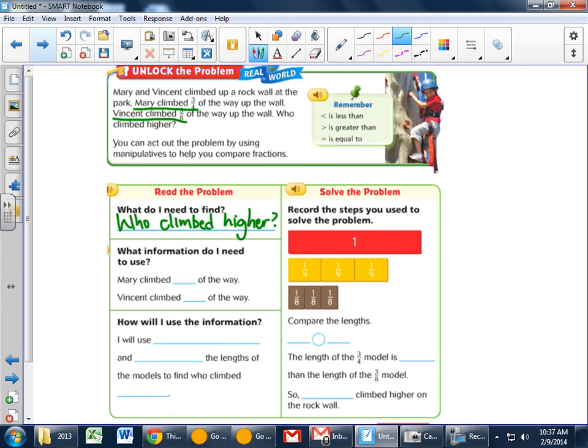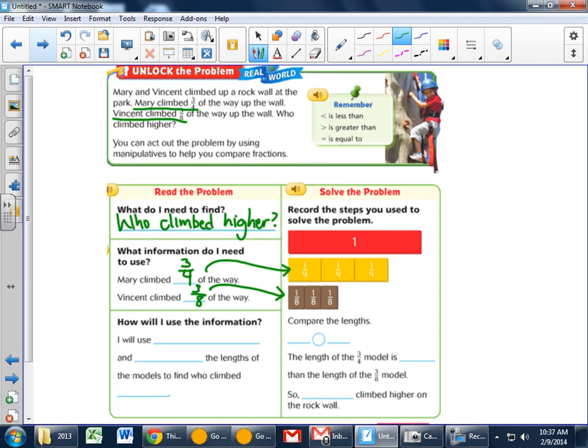Okay. What information do I need to use? Mary climbed 3/4 of the way up. So you can see they use their fraction bars there. And Vincent climbed 3/8 of the way up. And there's those fraction bars. So how will I use the information?